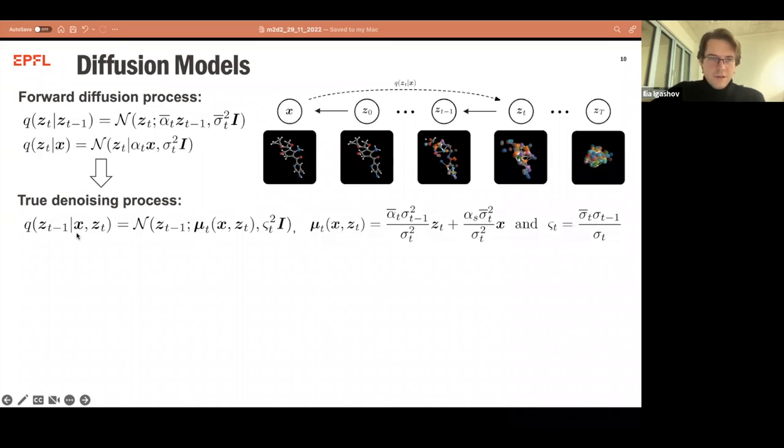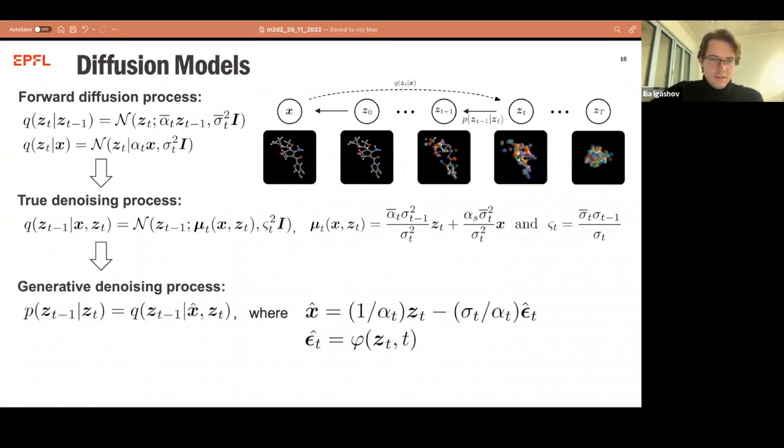And that's why we introduce a generative denoising process, which is very similar to the true denoising process, but the difference is that instead of having a determined data point X, we try to approximate it somehow. For this, we use a neural network that learns to predict X hat, which is an approximation of our terminal point X. But in fact, if we look at this formula and use the reparameterization trick, then we will be able to derive the dependency between our data point and any intermediate steps at T that we have.